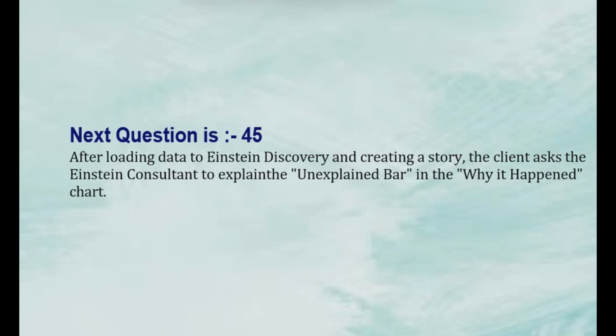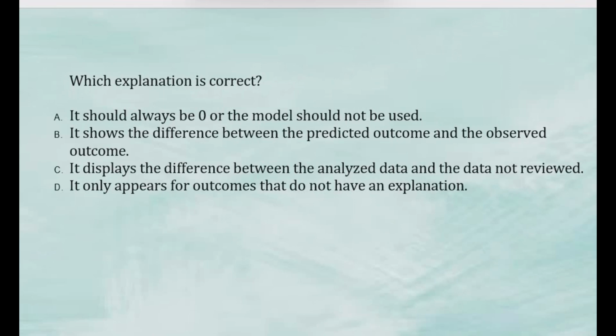Question is, after loading data to Einstein Discovery and creating a story, the client asks the Einstein consultant to explain the unexplained bar in the why it happened chart. Which explanation is correct? Option A, it should always be zero or the model should not be used. Option B, it shows the difference between the predicted outcome and the observed outcome.